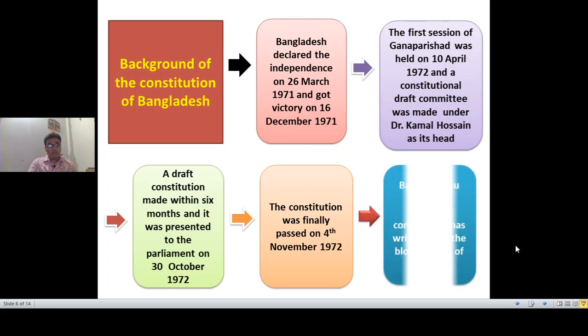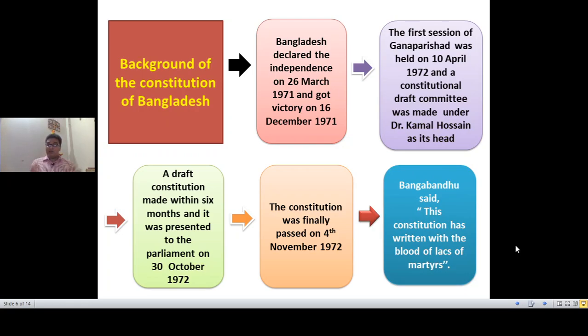Next information is that Bangabandhu said the Constitution was written with the blood of lakhs of martyrs. On 4 November 1972, our great leader Bangabandhu Sheikh Mujibur Rahman gave a speech in the Constitutional Assembly, and he said that this Constitution has been written with the blood of lakhs of martyrs. So, dear students, that's all about the background of the Constitution of Bangladesh. This topic is highly important for creative questions, so you have to give much attention to this topic.